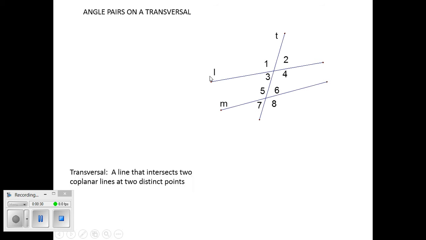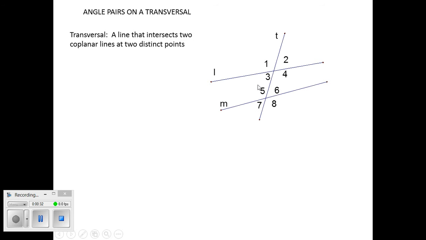We're going to start talking about angles that are formed when you have two lines being cut through by a third line. Okay? Now, the line that's cutting through the two lines L and M is what we call the transversal. So the transversal is a line that intersects two coplanar lines at distinct points. Now, whenever a transversal passes through two lines, we're going to have eight angles formed. Eight angles formed.